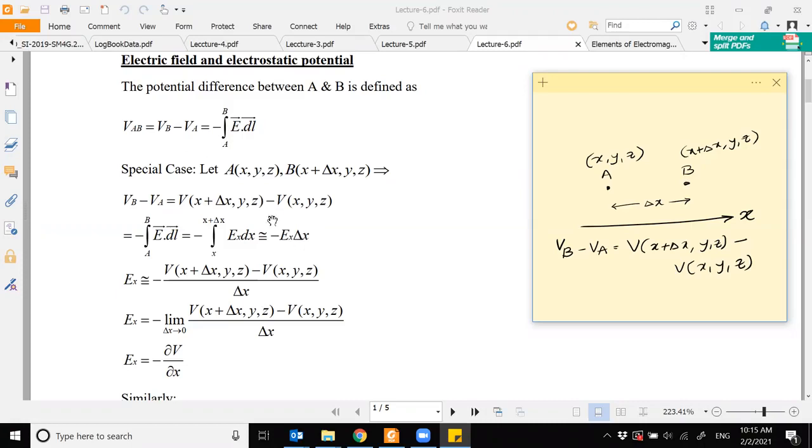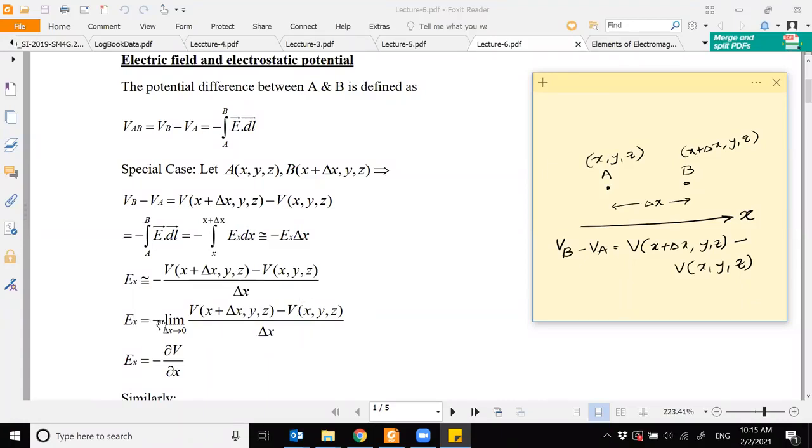So if I equate this, and if I move this minus on this side and delta x on this side, I will get Ex is approximately equal to minus of the potential at this point minus the potential at this point over delta x. And if I want to remove the approximate sign, then this delta x, the elemental distance between these two, I have to bring it close to 0. That is, limit when this delta x tends to 0, then this is your expression. So the approximate sign is changed to equal sign.